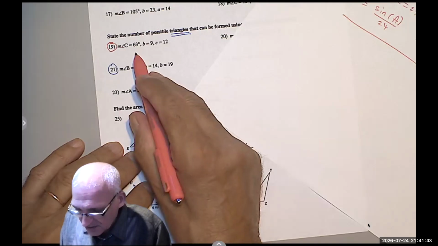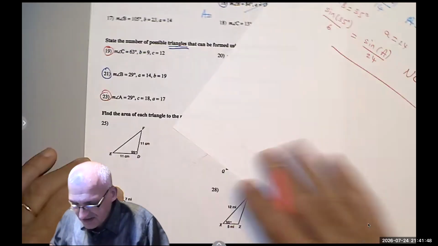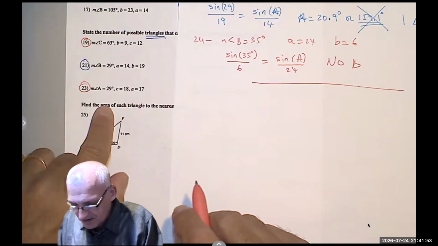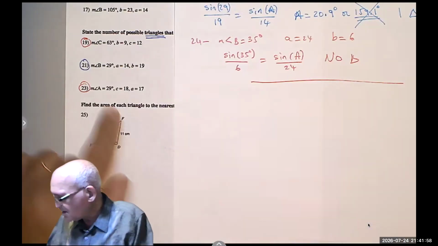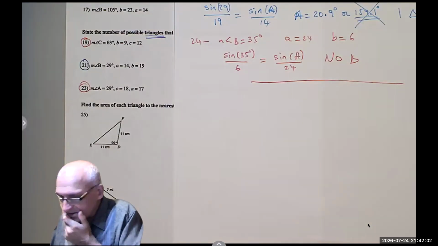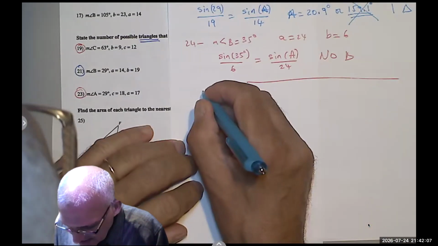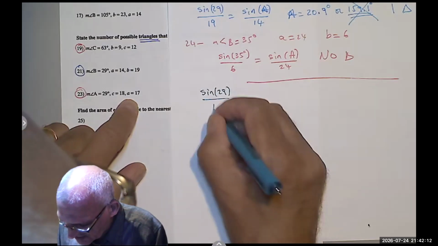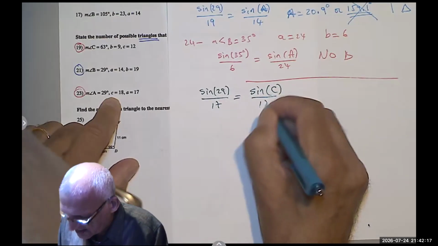This doesn't seem, I don't know if that would be on. Let's do this one. This one seems, because this is larger than that, so this angle would be slightly larger, so the supplementary angle would be smaller, so maybe it works. Let's see that. We can say sine 29 over A, which is 17, equals sine C over 18.